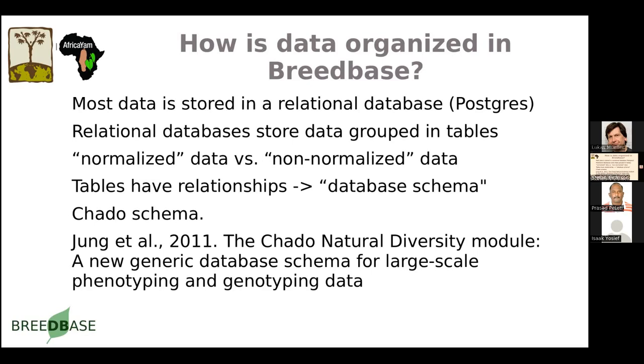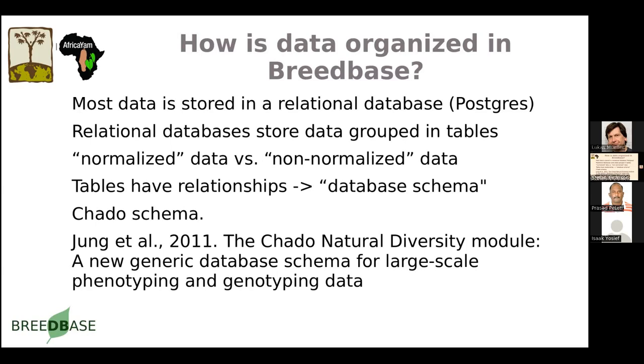And these relational databases store the data in so-called tables. The tables contain so-called normalized data, so there's only one data type per table, which is different from a non-normalized table, for example an Excel sheet, which would not be normalized. And these tables have relationships among each other, and that's called a database schema.